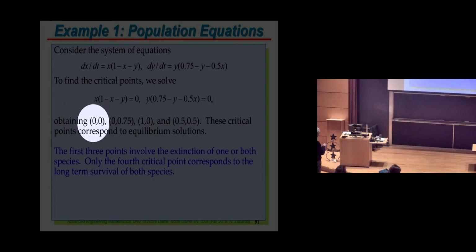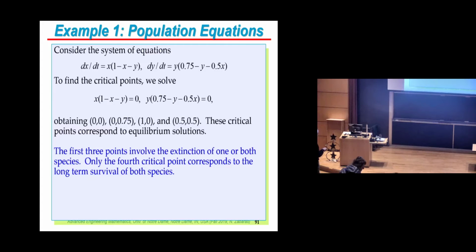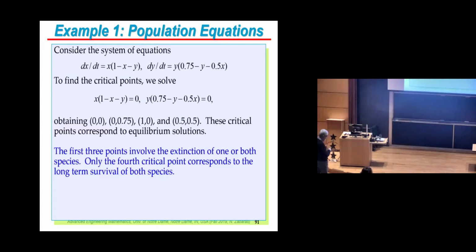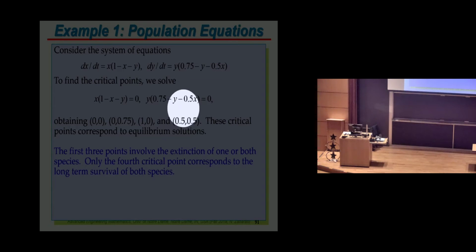So (0, 0) means that no species survive. (0, 0.75) means species X dies. This is species Y dies. And (0.5, 0.5) means they're both happily in equilibrium together, right? Assuming that this is a stable point, we don't really know that, okay? But these are the critical points.